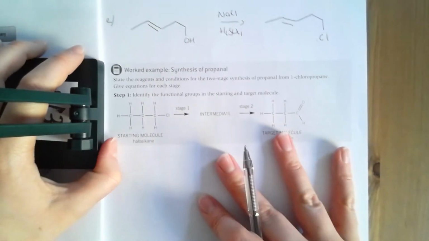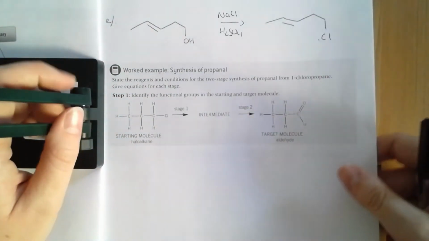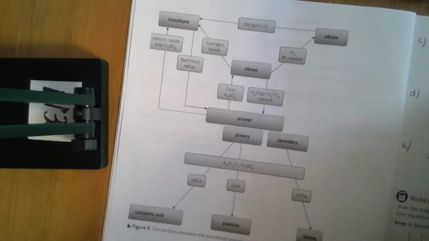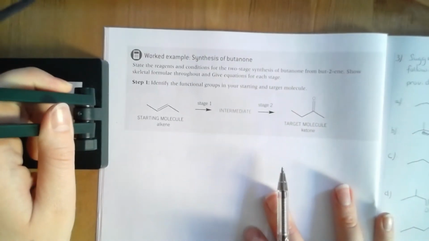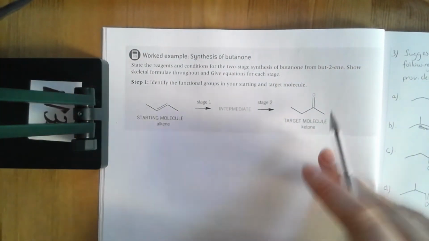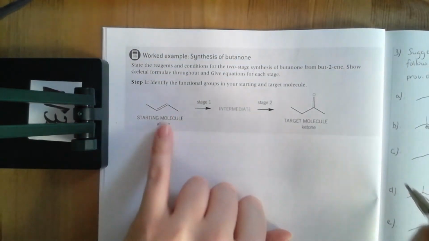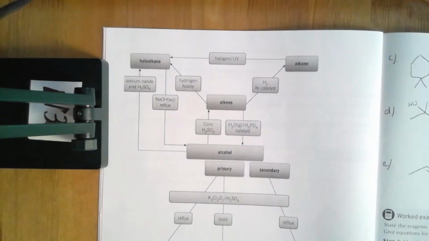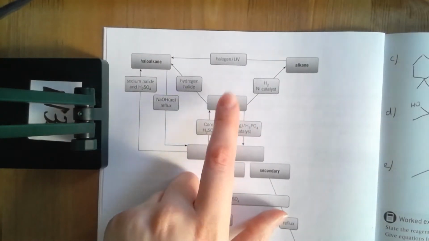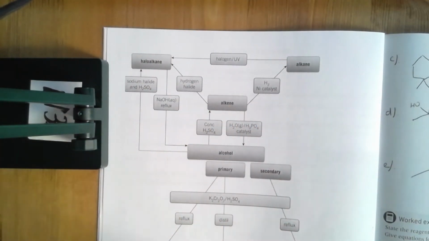I am pretty sure we went through this worked example already, so I'm going to flick on to the next worked example on page 10, which I don't think we did, but maybe we did. I'm going to go through it, okay? So we're starting with an alkene and we need to get to a ketone. Now, if you look back at your chart, you will see that there is no way of getting from an alkene directly to a ketone, which is way off down here at the bottom corner.